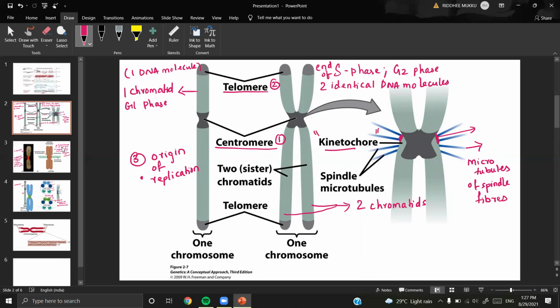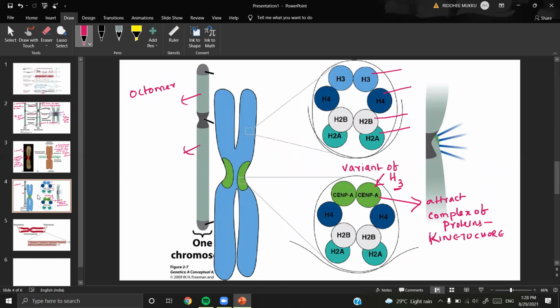So imagine if the centromere would not have the protein called the H3 variant, CENH3. If this had not been present, then there would be no kinetochore and there would be no attachment of the spindle fibers to the chromosome area. Okay, and that would not lead to cell division. You can't even imagine the further proceedings of the cell division, right? So this is also another important aspect of the centromere.